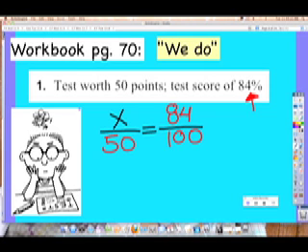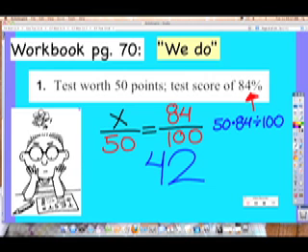Okay, Jalen, tell us what you did. I did 50 times 84, divided by 100. Perfect. And what did you get? 42. 42 points. He got 42 points out of 50 points. Not too bad.